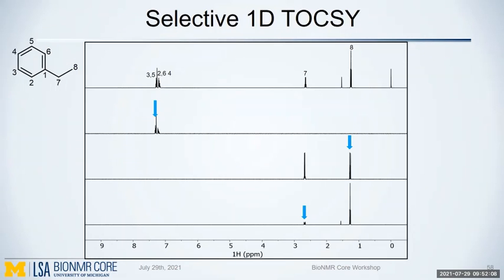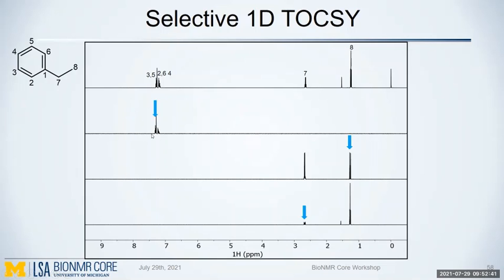And here is an example for the selective 1D TOCSY. As you see now, I just run all of those as a 1D instead of 2D. First, I just run a normal 1D NMR spectrum. And in this spectrum, I can assign all of those peaks from the aromatic ring and from the methylene and methyl protons. And then say if I want to know which peak is correlated to 3 and 5 in the TOCSY spectrum, then I just run an experiment called selective 1D TOCSY.